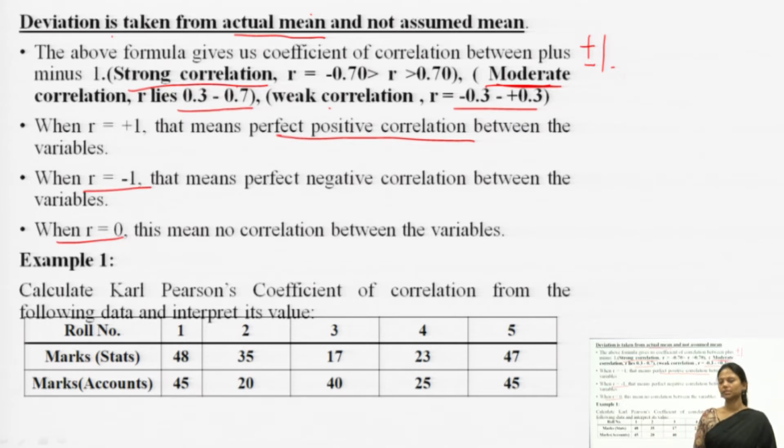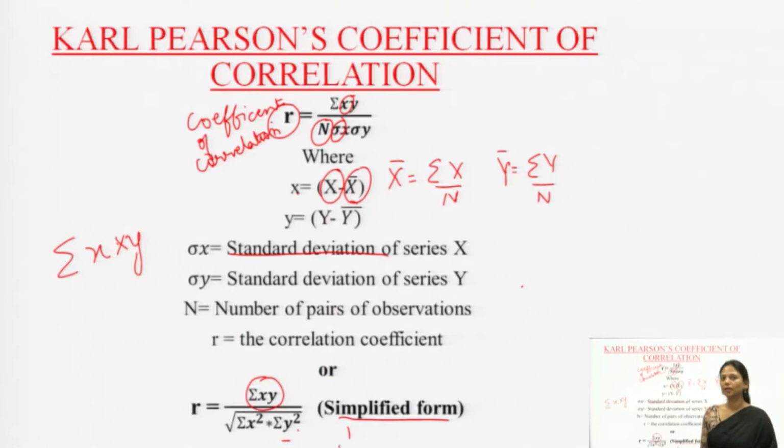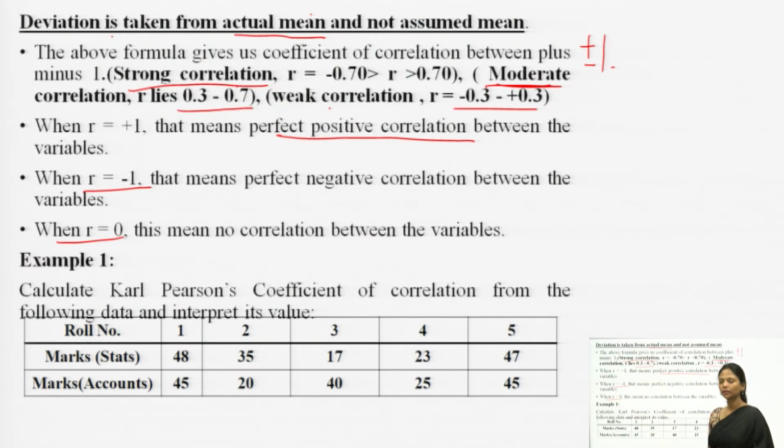Moving ahead with the question, we have: calculate Karl Pearson's coefficient of correlation from the following data and interpret the values. Roll number is given to you. This roll number behaves as n. As in the earlier formula, this n is the number of roll numbers, that means 1, 2, 3, 4, 5. There are 5 students in the class for which we are supposed to find out the correlation.